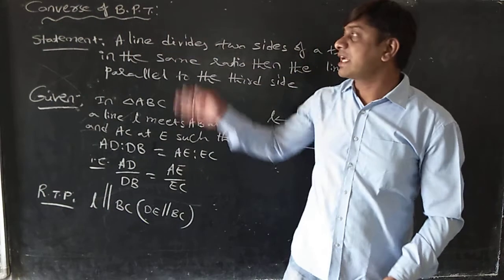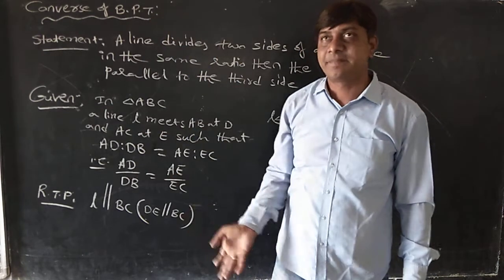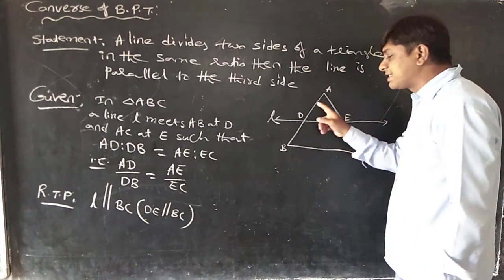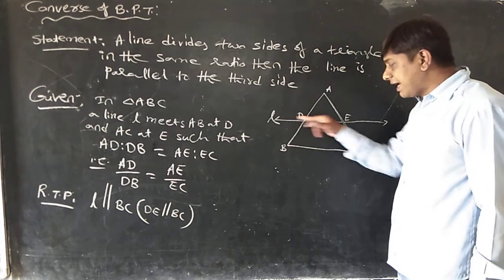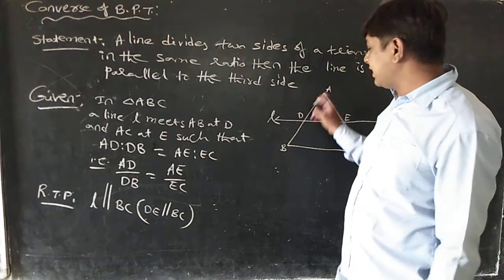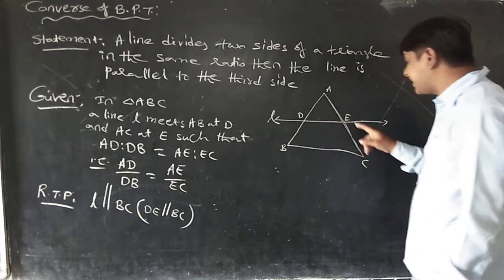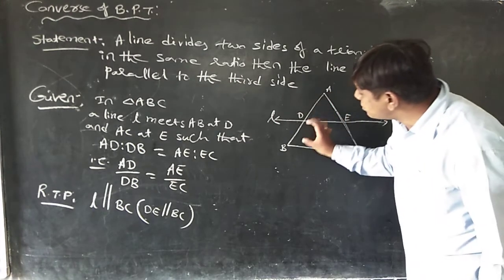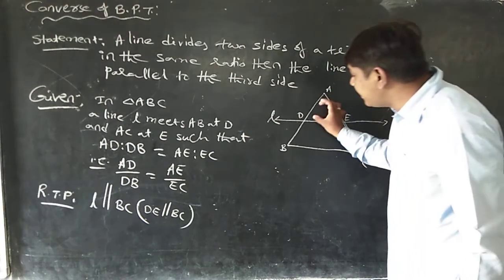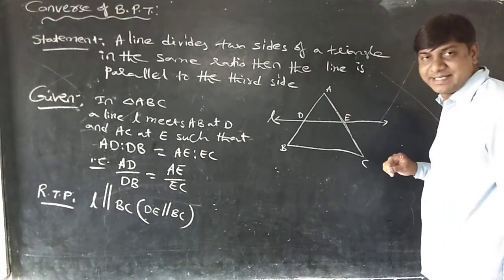Okay, once again see here, the converse of BPT. This is Thales theorem, converse. What is that statement? If a line divides two sides of a triangle in the same ratio, then this line is parallel to the third side. Means in triangle ABC, L is the one line which meets AB at D and AC at E, such that AD is to DB is equal to AE is to EC. Means AD by DB is equal to AE by EC.